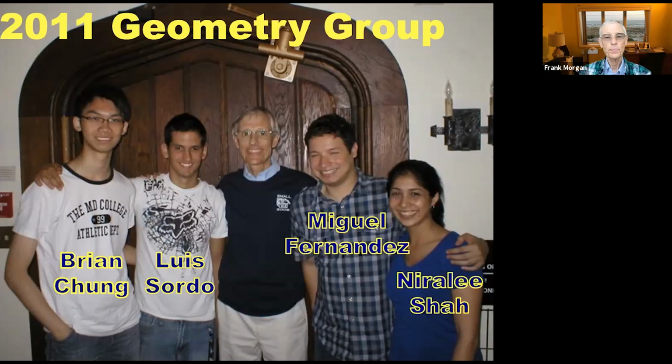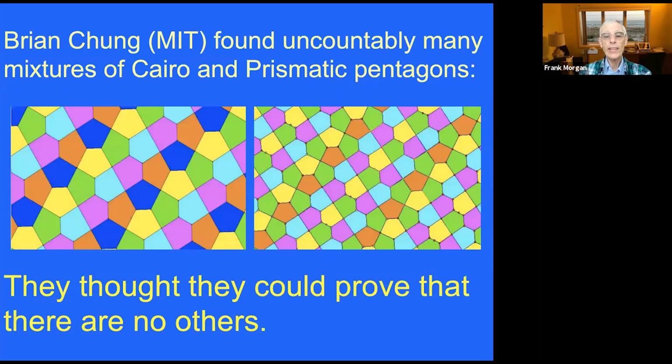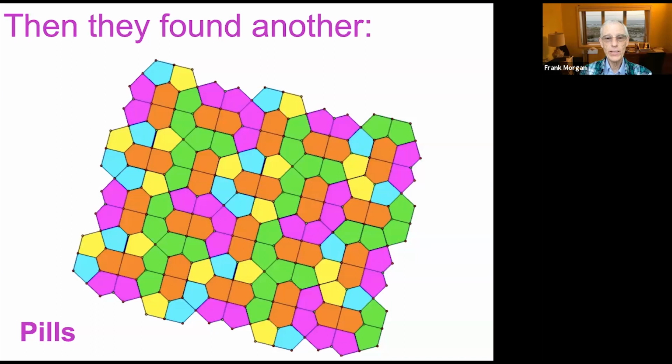So they got working on that further this summer, and they thought that they could prove that Brian's examples, stacking these diagonals, were the only possible mixtures. And I remember we were preparing for a talk on the subject, and just the night before the talk, they discovered another way to mix them together.